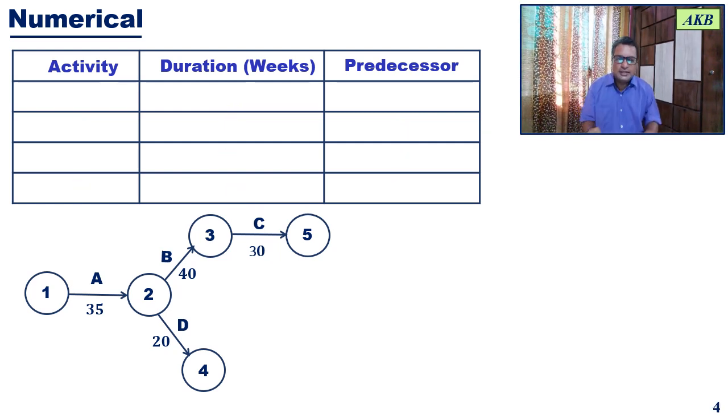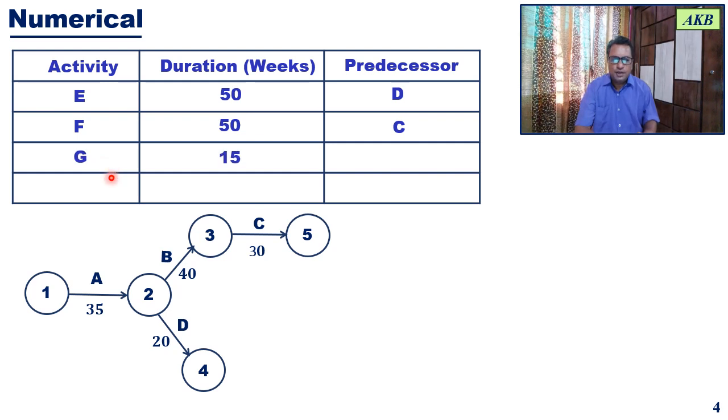Now let us consider the remaining 4 activities. So we have covered 4 activities, that is activity A, B, C and D. Now let us talk about the remaining 4 activities. First let us list them. So you have activity E with its duration and predecessor activity. Then activity F, duration is 50 weeks, predecessor activity is activity C.